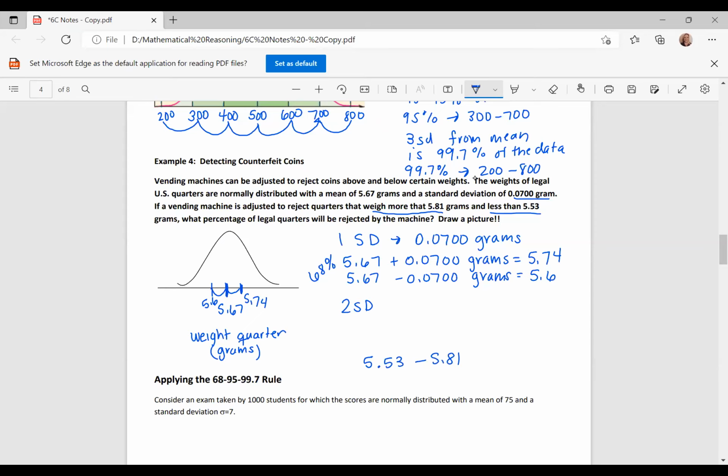So at two standard deviations, we would have 5.67, which is our mean, and we would want to add 0.0700 twice. We could also just multiply this by 2. We would also want to subtract it twice. And if we're two standard deviations away, this will tell us what amount of grams we're in between.